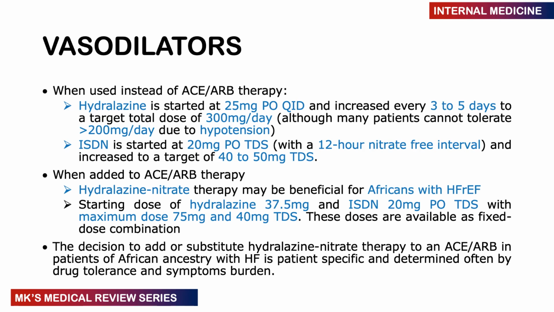So you may start at a lower dose of 37.5 milligrams hydralazine and 20 milligrams 3 times a day of isosorbide dinitrate. And you can reach a maximum dose of 75 milligrams of hydralazine and a maximum dose of 40 milligrams 3 times a day of isosorbide dinitrate. But remember that whether you're going to add this hydralazine and nitrate to your ACE inhibitors or your ARBs would depend on the response. It would depend on the tolerance of the drugs and the symptoms that the patient generally has. But this regimen has been largely replaced by the ACE inhibitors and the ARBs.